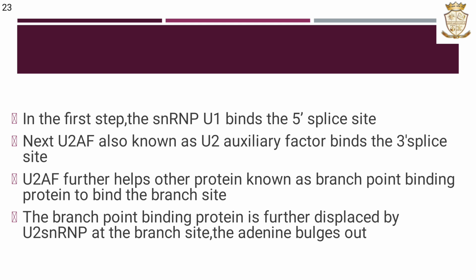In the first step, the snRNP U1 binds the 5' splice site. Next, U2AF, also known as U2 auxiliary factor, binds the 3' splice site. U2AF further helps another protein, known as branch point binding protein, to bind the branch site. The branch point binding protein is then displaced by U2 snRNP at the branch site. The adenine bulges out.